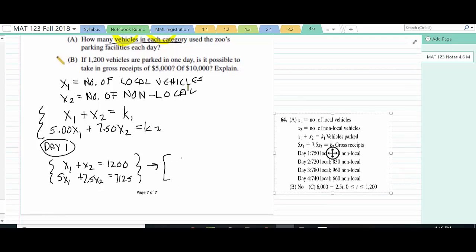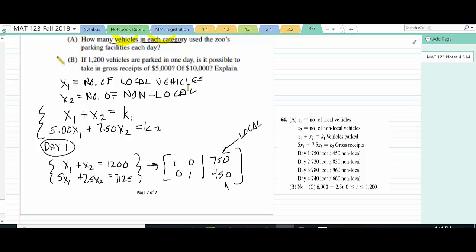For reduced row echelon form, you would have 1, 0, 750, and then 0, 1, 450. So what does that mean? That just means this is the number of local cars, and then that's the number of the non-local cars. And you would just repeat that for each day, okay? I just want to show you really one of those and kind of how that works. So if you understand day one, day 2, 3, and 4 are all done exactly the same way, okay?